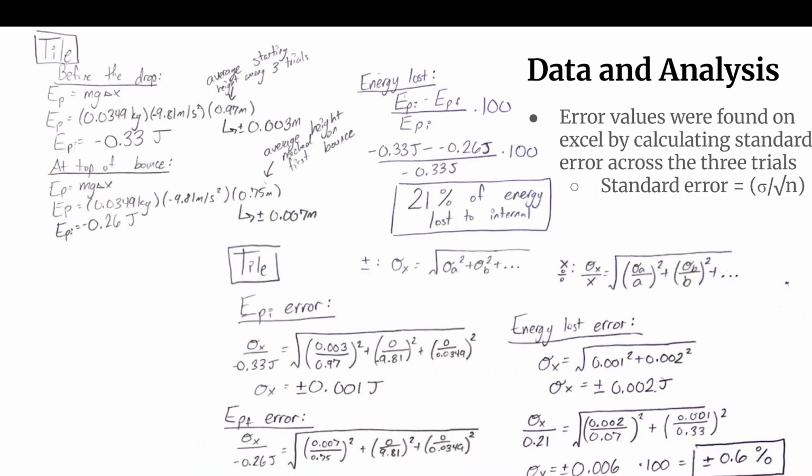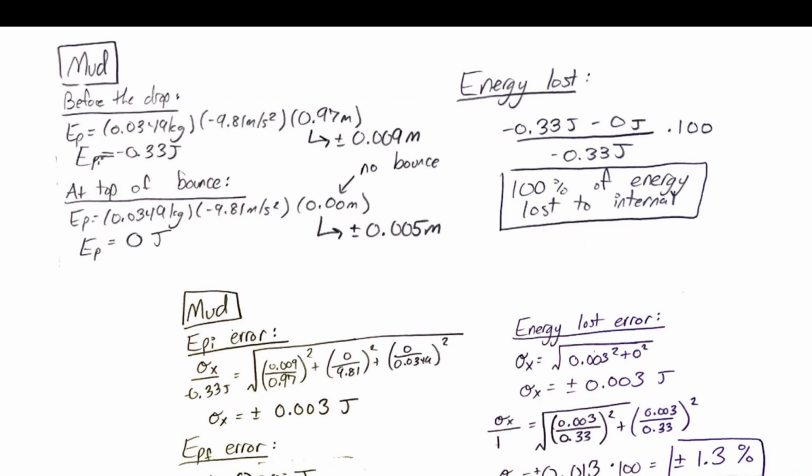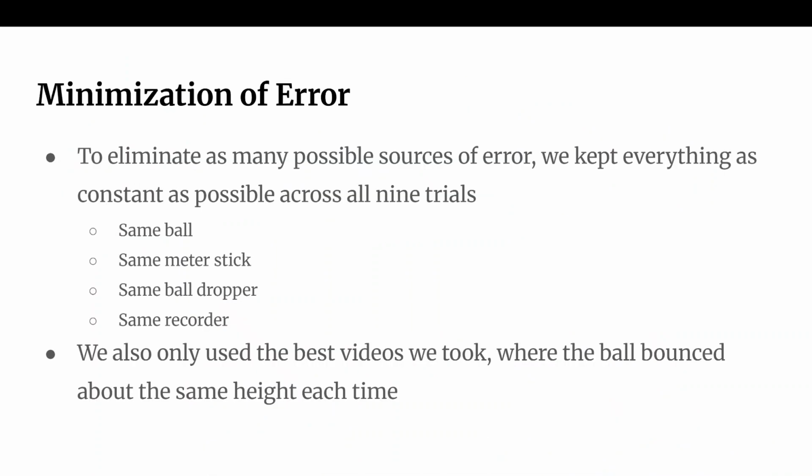For our data and analysis, we calculated the potential energy of the ball before the drop and then at the top of the first bounce, and we found the percent change there. For error, we used different uncertainty equations. And then we found for the tile that 21% of the energy was lost to internal energy, plus or minus 0.6%. For the grass, we found that 56% of energy was lost, plus or minus 4.4%. And then for the mud, we found that 100% of energy was lost to internal energy, plus or minus 1.3%.